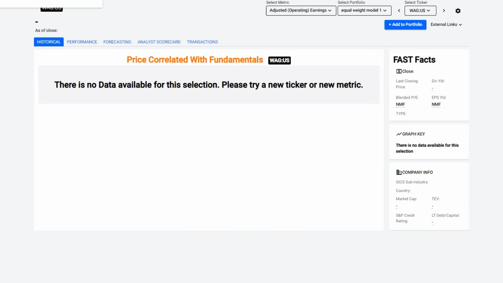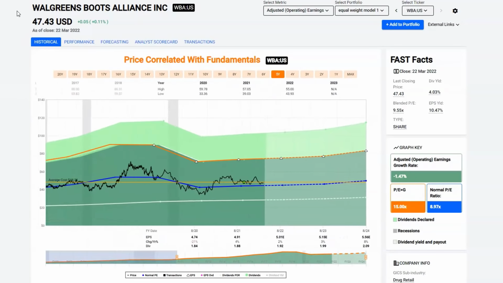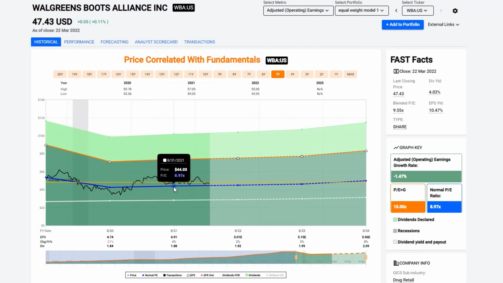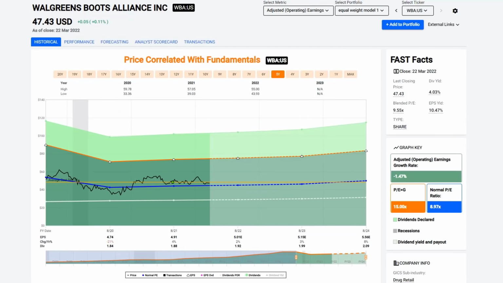And that is supposed to be Walgreens Boots Alliance. I put the wrong symbol in. I put the old symbol in, but I'll just correct that. You can see Walgreens Boots Alliance has actually just really marked time, but it's given us in excess of a 4% dividend yield. So that's the portfolio that was the equal weight model with a focus on income.